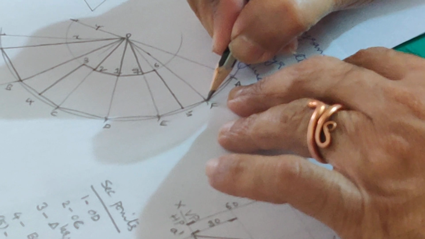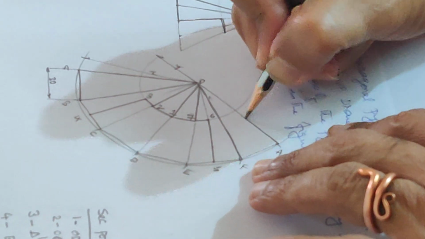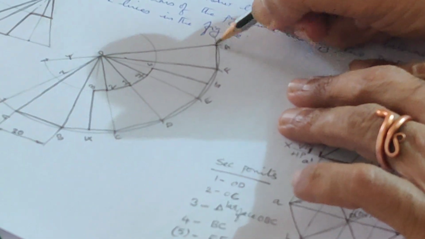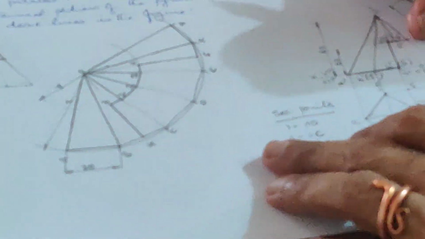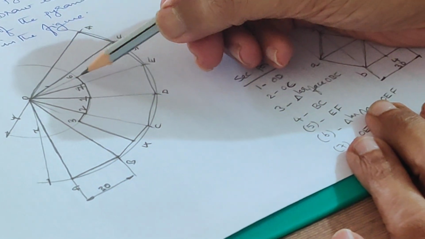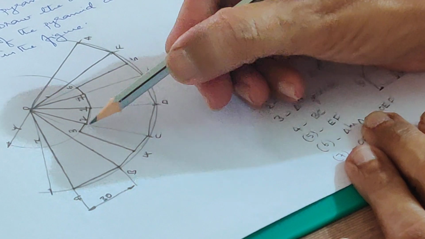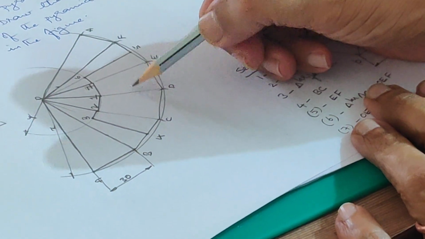This full slant edge you have to make dark. This is also dark. Then this portion, this as well. So you are going to cut along this boundary. Cut the sheet along this boundary and then cut along this. This is the portion to be removed.